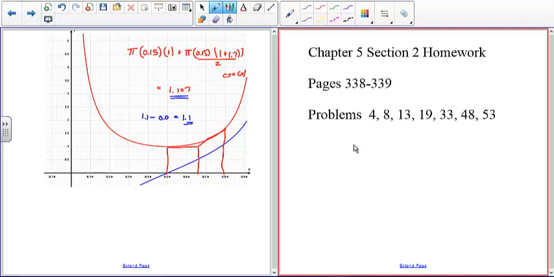That's section 2. Okay, so that's your homework assignment. I keep forgetting I'm not attached here. I'm attached. So go ahead and write that down.